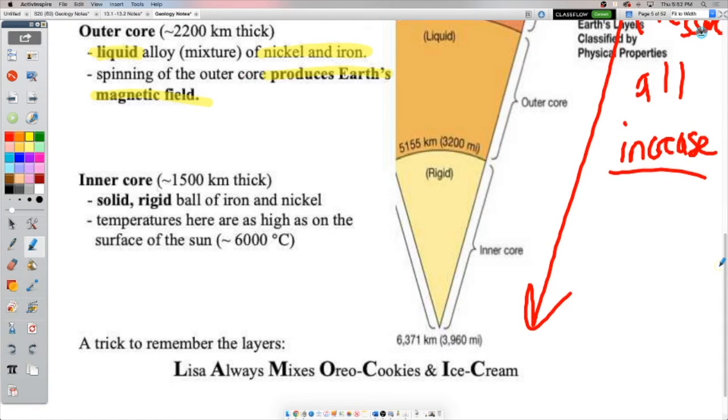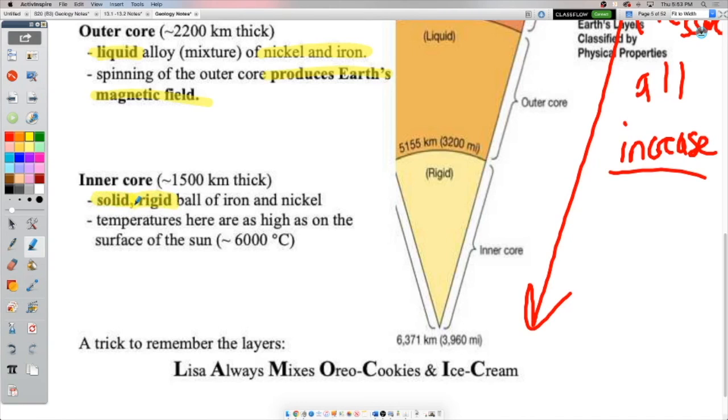Okay, then we have the inner core. Makes sense that comes next. That's the most inner layer, right? The core is on the inside, and then the inner core is definitely on the inside. Okay, the inner core, like I said, outer core is the only liquid layer, so the inner core is solid. Okay, it is very rigid.